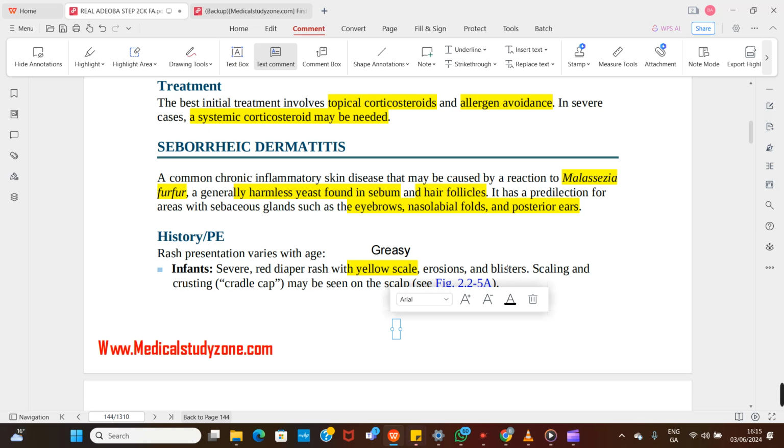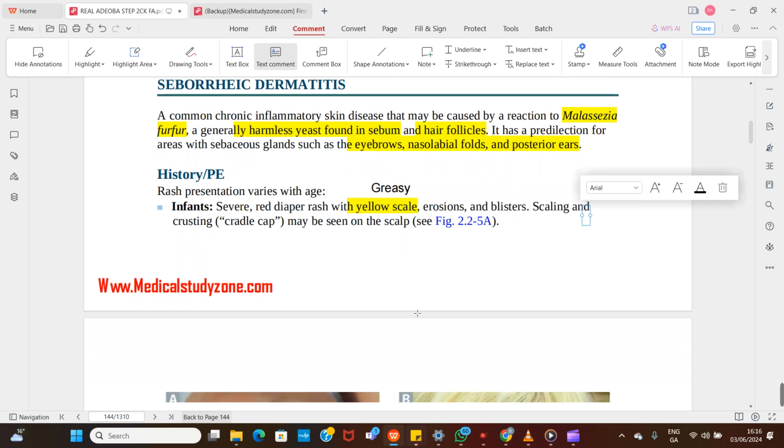If you don't find it in the diaper area, it can also be on the head. So you see the scaling, the yellow greasy scale and crusting on the scalp, and you call that the cradle cap. This is not the first time we are hearing this. The yellow greasy scale on the scalp, which you call the cradle cap, with areas of erosions. Very similar to dandruff. When you have that in adults, you call that dandruff. The yellow greasy scale with erosions on the scalp. That's dandruff. That is seborrheic dermatitis.